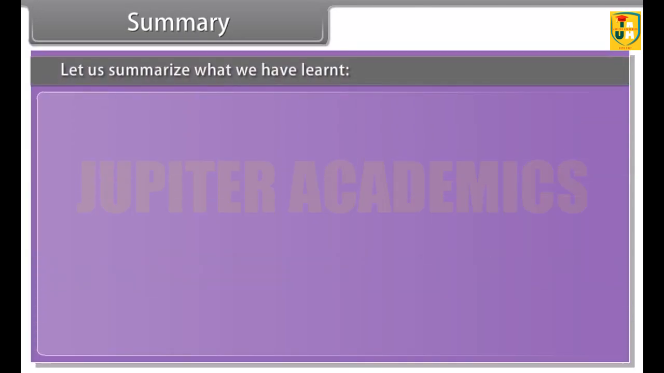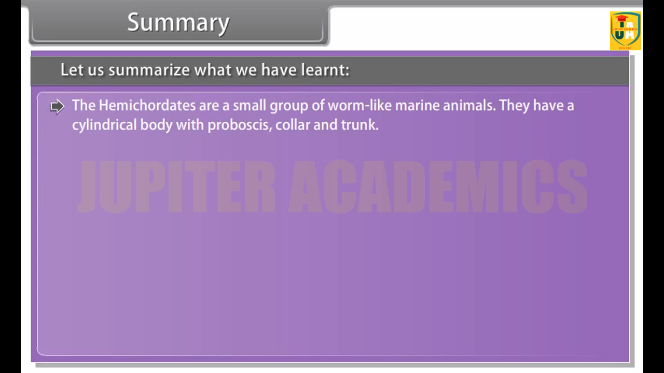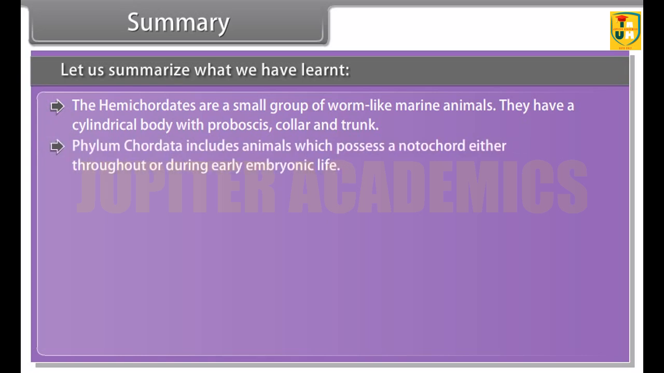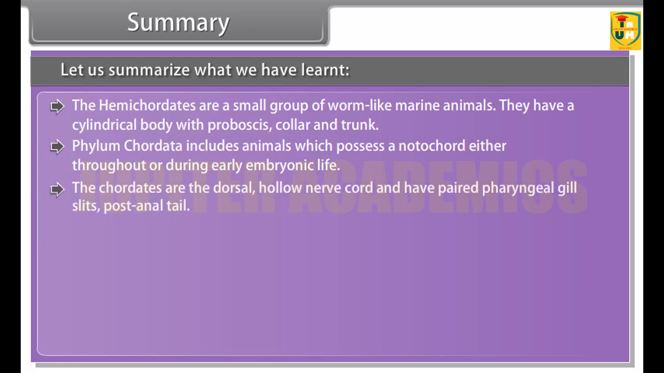Summary. Let us summarize what we have learnt. The hemichordates are a small group of worm-like marine animals. They have cylindrical body with proboscis, collar, and trunk. Phylum Chordata includes animals which possess a notochord, either throughout or during early embryonic life. The chordates have a dorsal hollow nerve cord, paired pharyngeal gill slits, and post-anal tail.